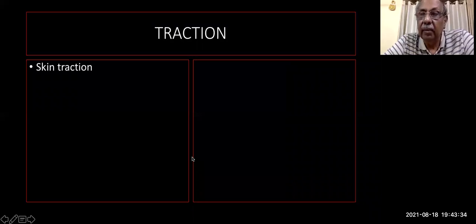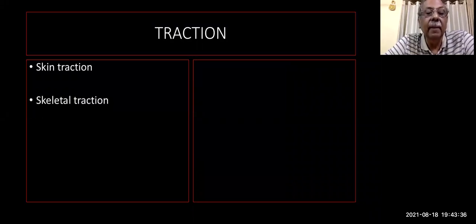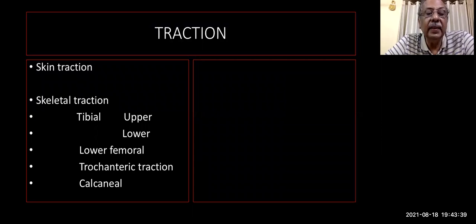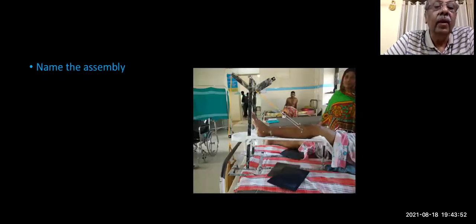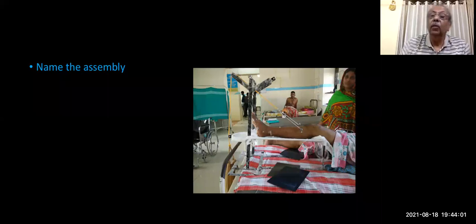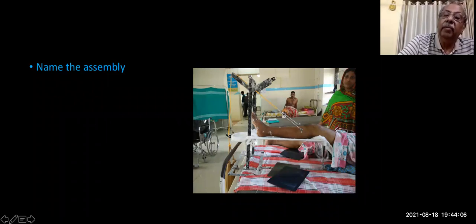So the other methods of traction are the skin traction, skeletal traction, tibial, upper tibial or lower tibial, lower femoral traction, trochanteric traction, calcaneal traction, pelvic traction, skull traction, and halter traction. So once you are going to a hospital for your DNB practical, you will be taken to a big ward like this or cubicles where there will be a patient with this type of traction.